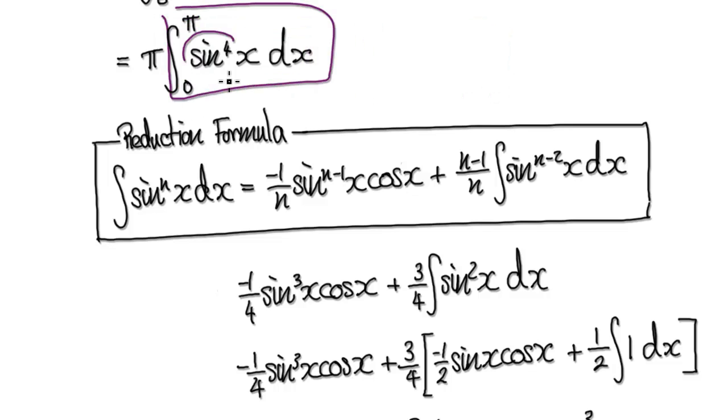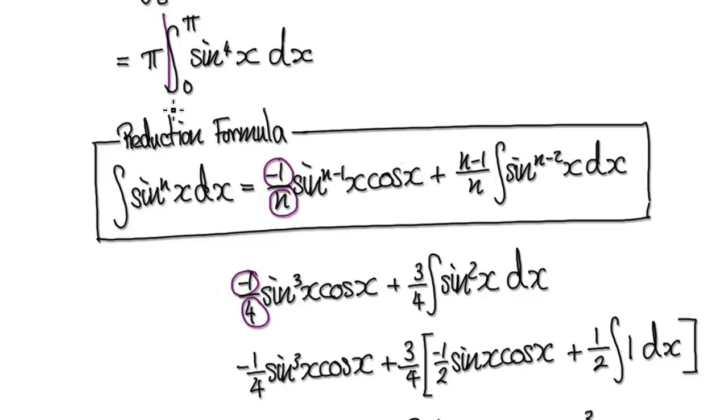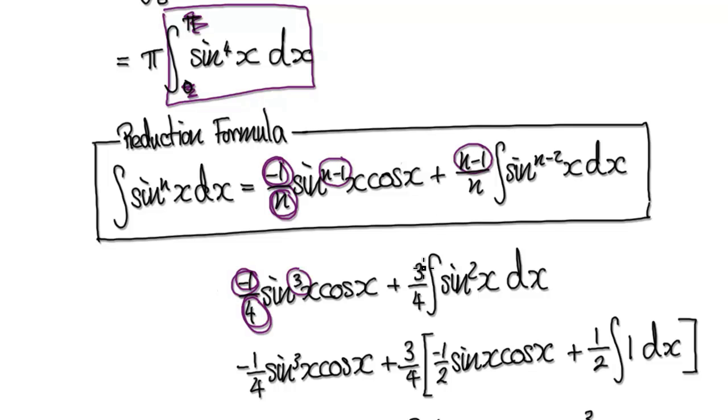So use the reduction formula for sine to the power 4. This is our n here. N is 4, remember. Using the reduction formula for this, remember n is 4, so it would be negative 1 over 4. Remember, we are just concentrating on this. We will sort out the 0 and pi later on. So it'd be negative 1 over 4, and then 4 take away 1, which would be 3, over 4. And then 4 take away 2, that would be this.